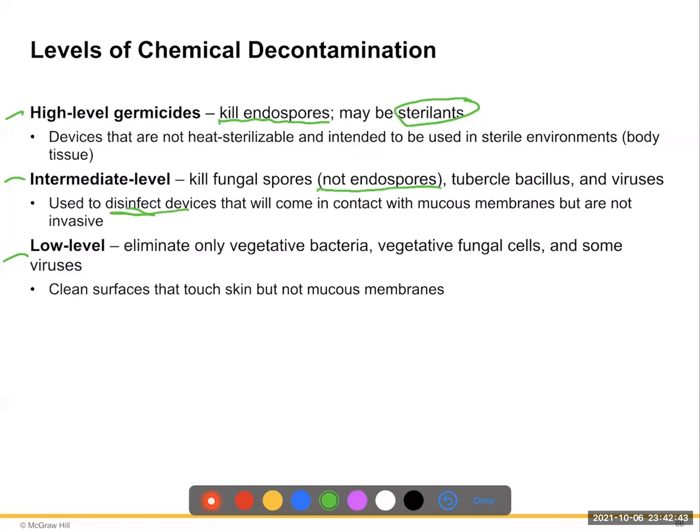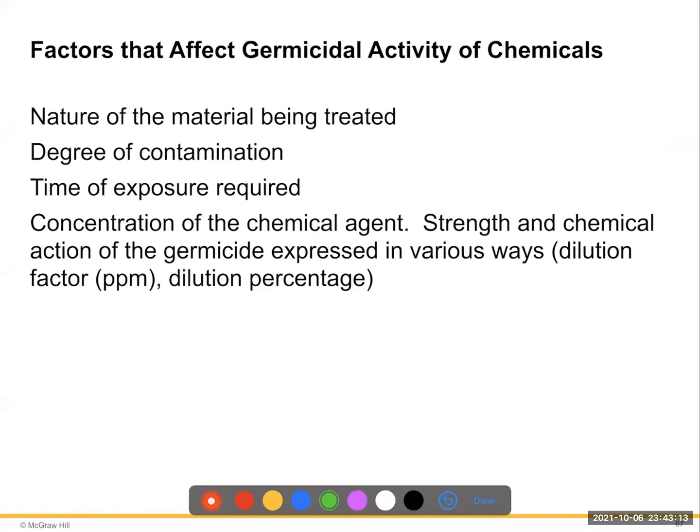Low level eliminates only vegetative bacteria, bacteria on your skin and outer areas, vegetative fungal cells, and some viruses. It cleans the surfaces that touch the skin, but not the mucous membranes. So different levels of decontamination are needed. High-level germicides can sterilize. Intermediate-level germicides can disinfect. Low-level germicides can just eliminate the vegetative bacteria, so touching the skin but not the mucous membranes. Factors that affect this are the nature of the material being treated and the degree of contamination.